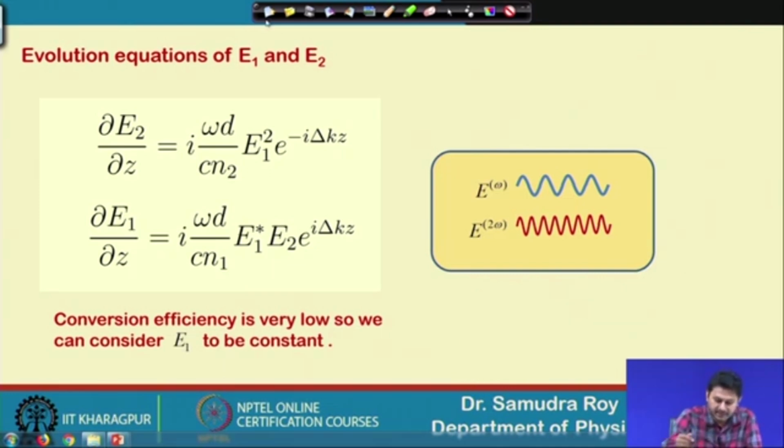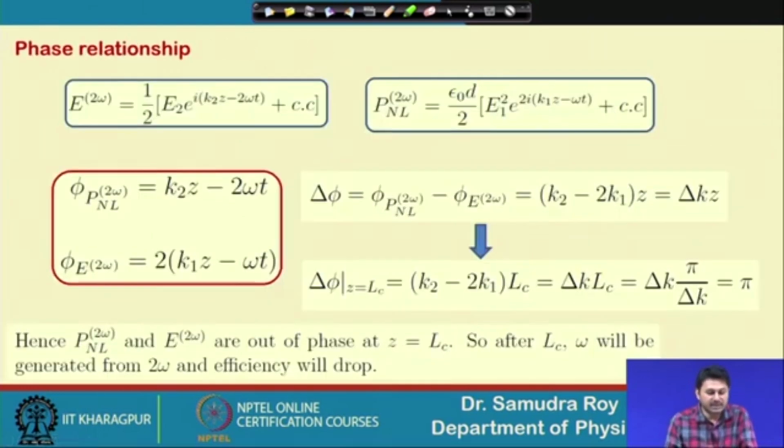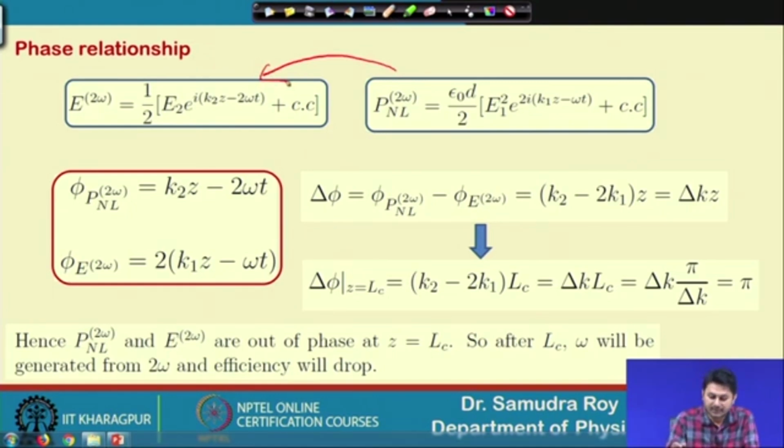So, now the next thing is to understand what is the phase relationship between E2 which is generated and the corresponding source term that is constantly feeding the energy to E2. That means P nonlinear is a nonlinear polarization term that is vibrating with a frequency 2 omega, and because of that we are getting the field with frequency 2 omega. But one thing you should note is that this is also a travelling wave because of this term.